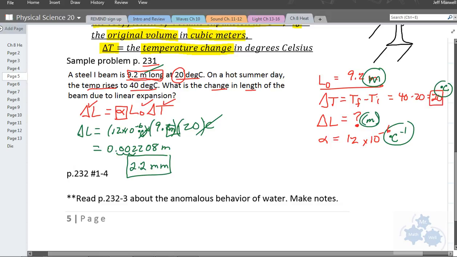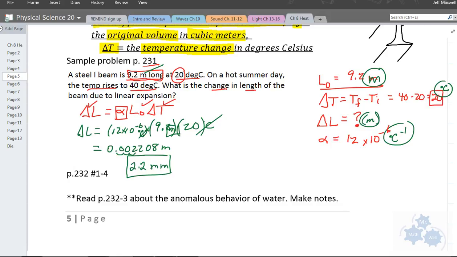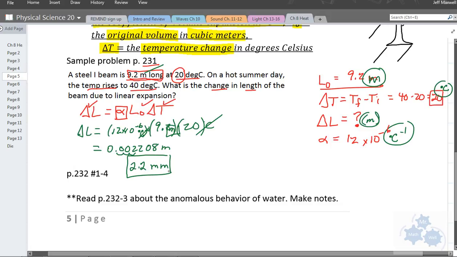So do you see how a 20-degree change, which actually isn't that much? Temperatures can change 80 degrees here in Canada, like in Saskatchewan, where we are. So you think 20 degrees, that's not much. 2.2 millimeters is a pretty small amount, but that's a big deal when you're constructing a bridge. And if it's a longer beam, if the original length is quite a bit bigger than 9.2 meters, then you're going to get quite a bit more expansion. So that is a small amount, but it can make a big difference.